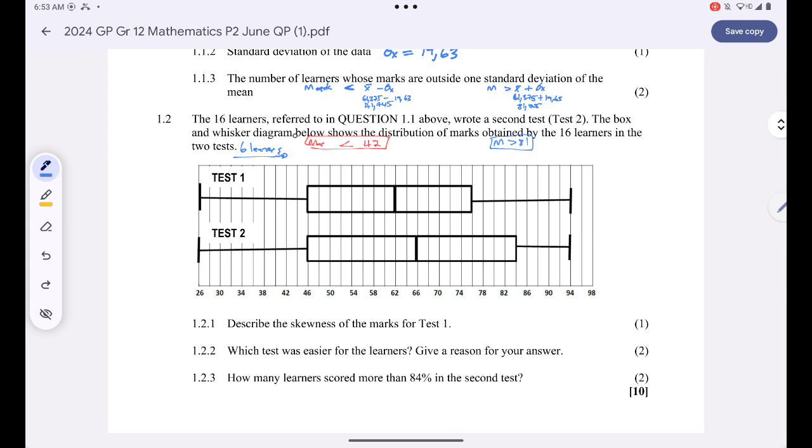The 16 learners referred to in question 1.1 above wrote a second test, test 2. The box and whisker diagram shows the distribution of marks obtained by the 16 learners in the 2 tests.